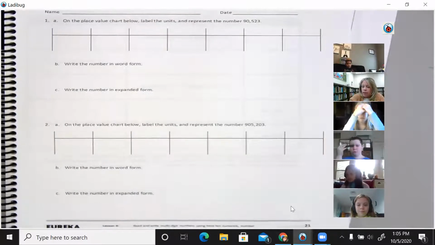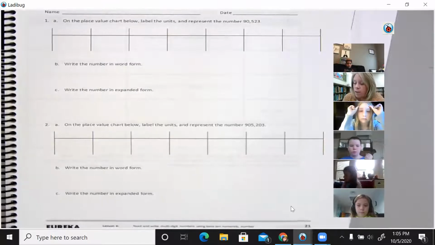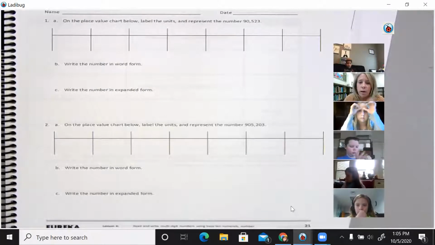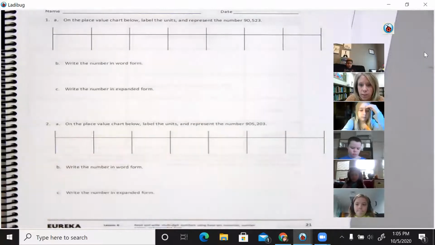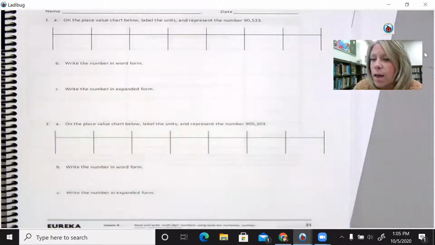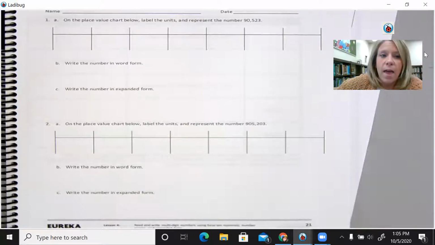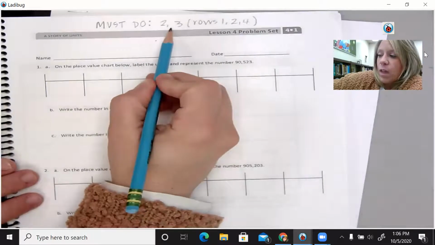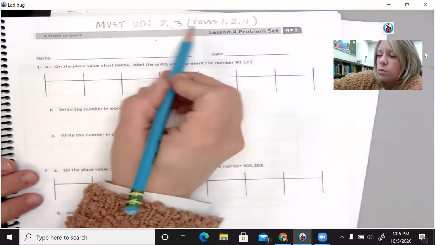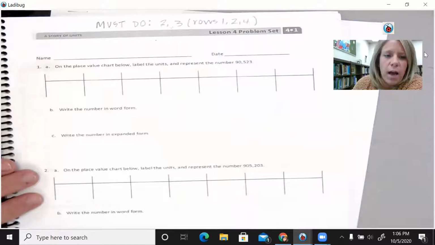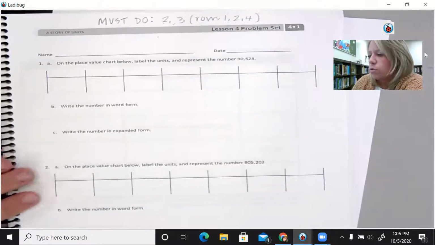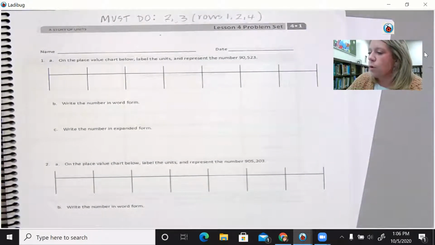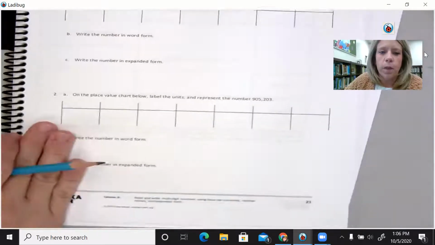Okay, so today I hope you had time to watch the lesson 4 video. The teachers on there went over some more place value things, and the packets we did the first couple weeks of school were a really good review for this lesson. Now everyone should be on page 21. The must-do problems for today are numbers 2 and 3. We're going to have enough time to do all of those together, so you don't have to worry about those ones. We're going to skip down to number 2.